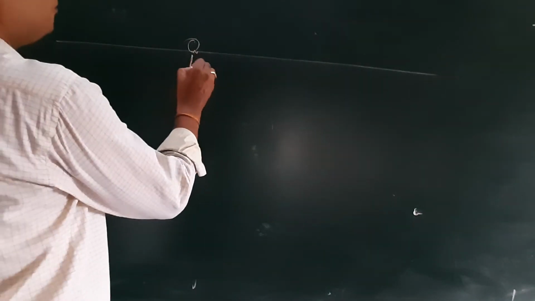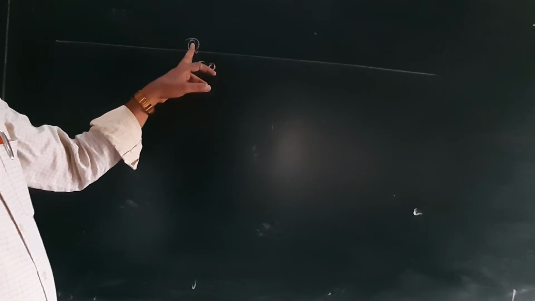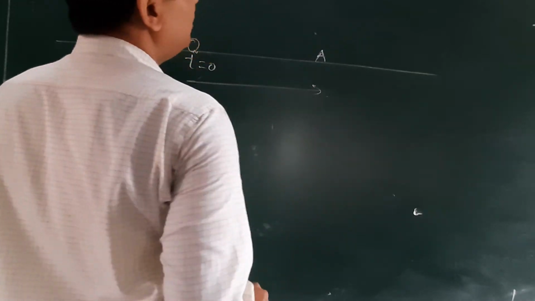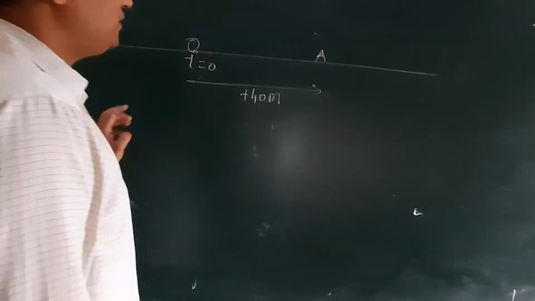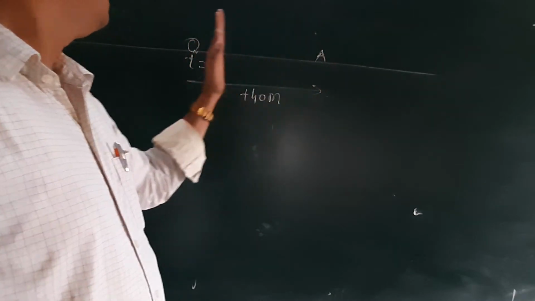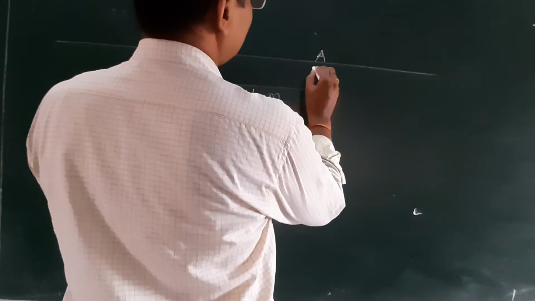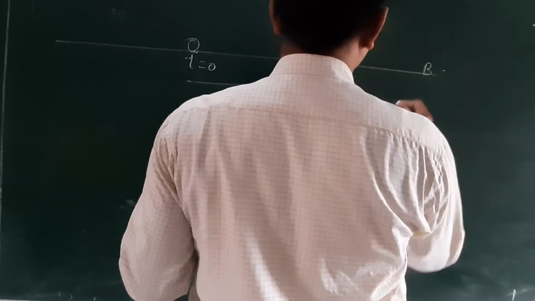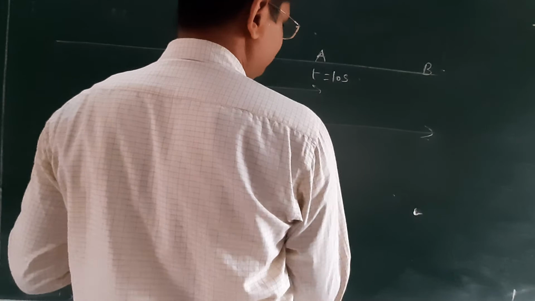A particle starts moving at time t equal to 0 from origin and reaches to point A by covering distance or displacement 40 meter, plus 40. We are taking positive sign for right displacement and negative sign for left displacement from the origin. So this is the position of the particle at 10 seconds. And at 20 seconds it reaches to point B, which is 80 meter.